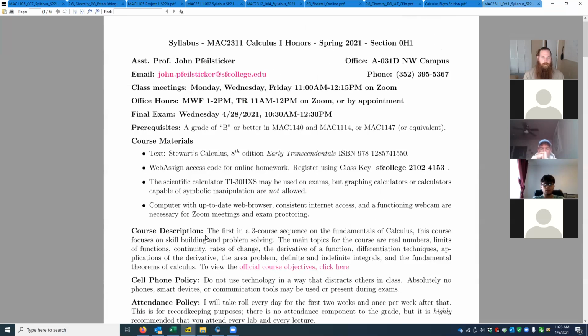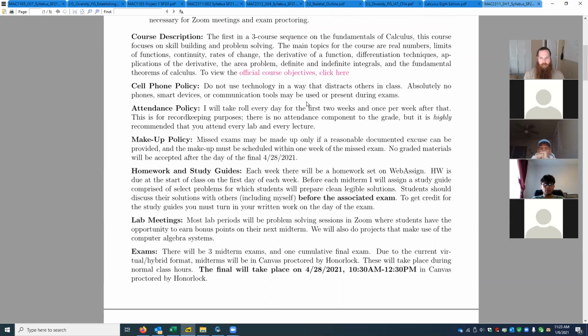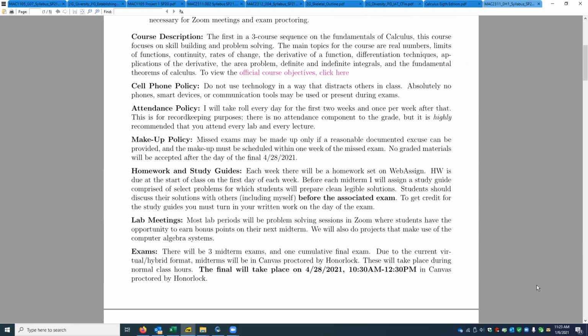Before I move on to the second page, are there any questions that you guys have on any of these policies or systems? If you want to, you can hold down spacebar to talk, or you can type in the chat.